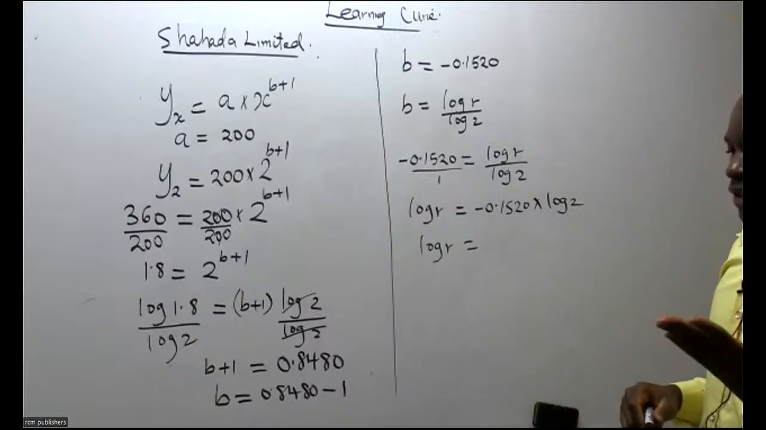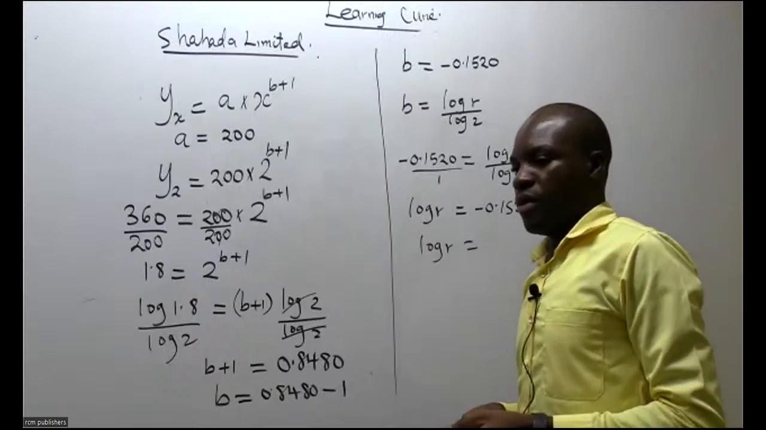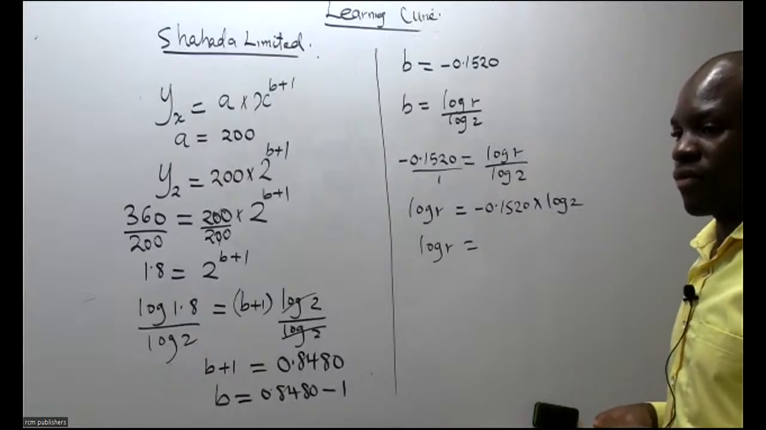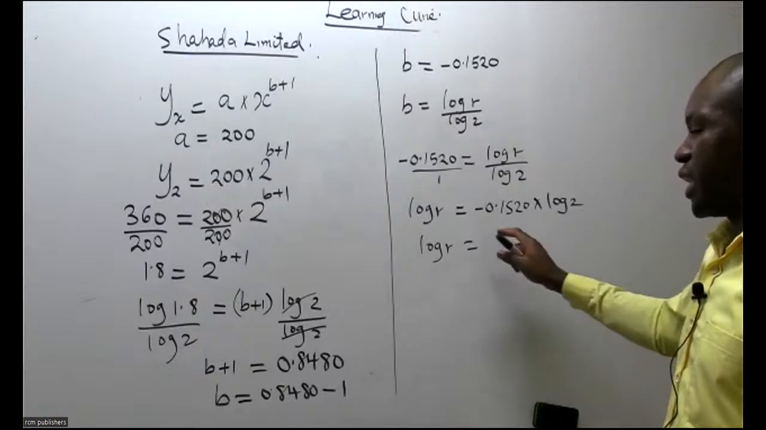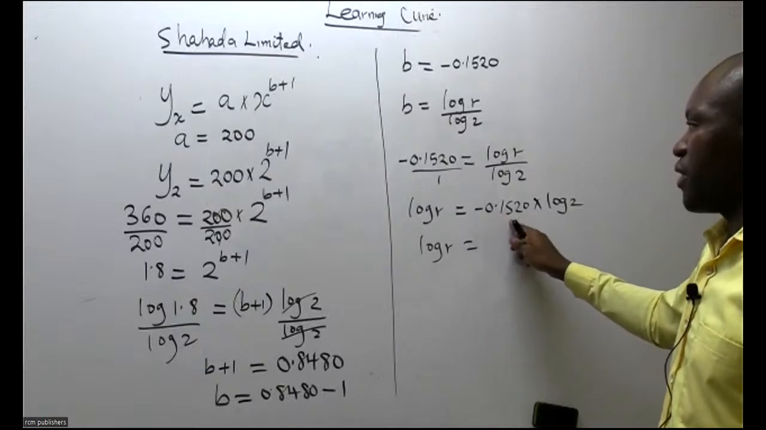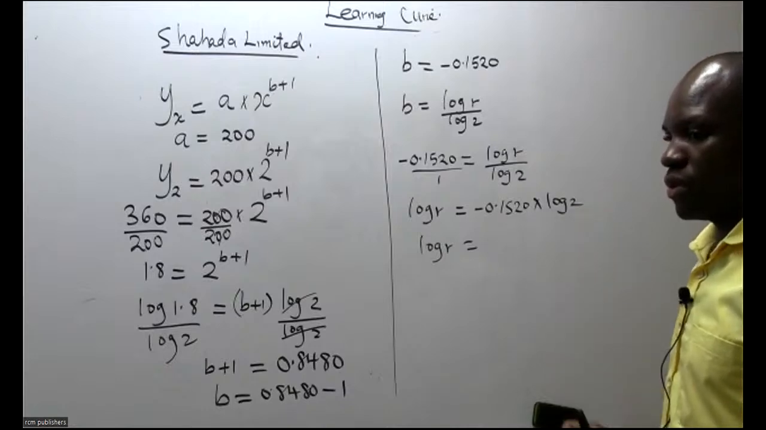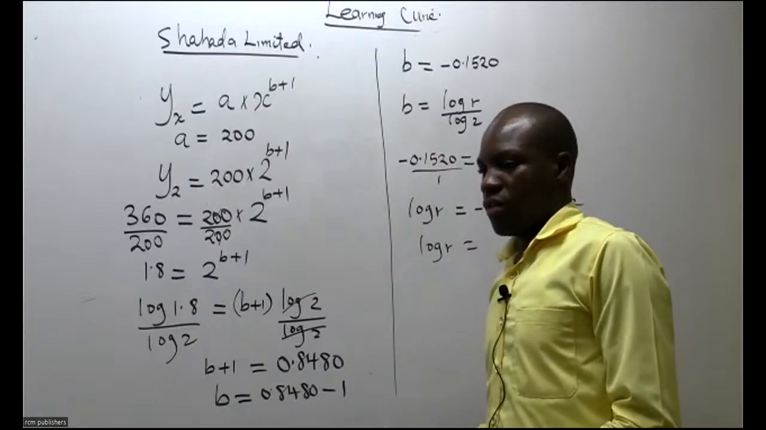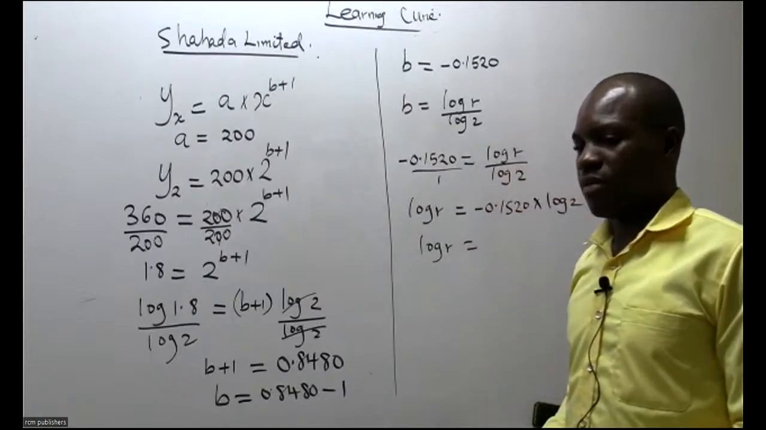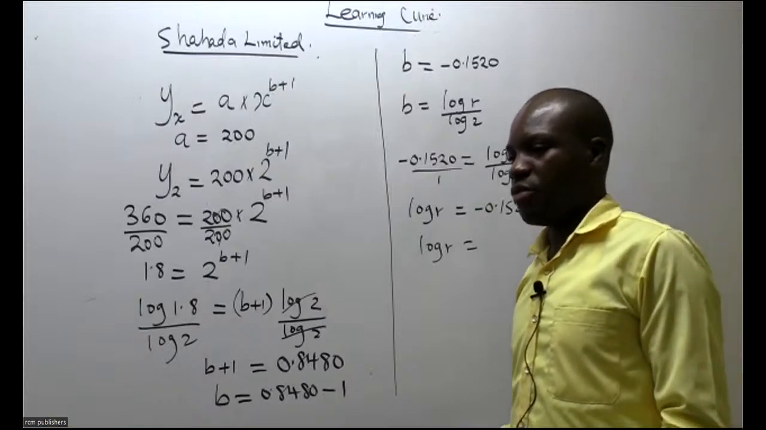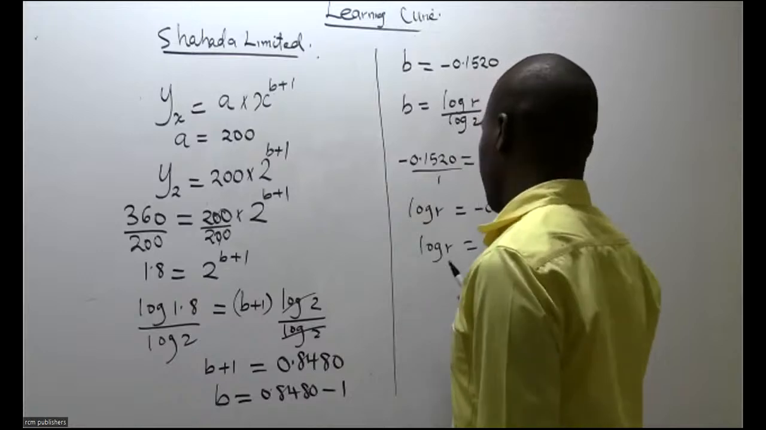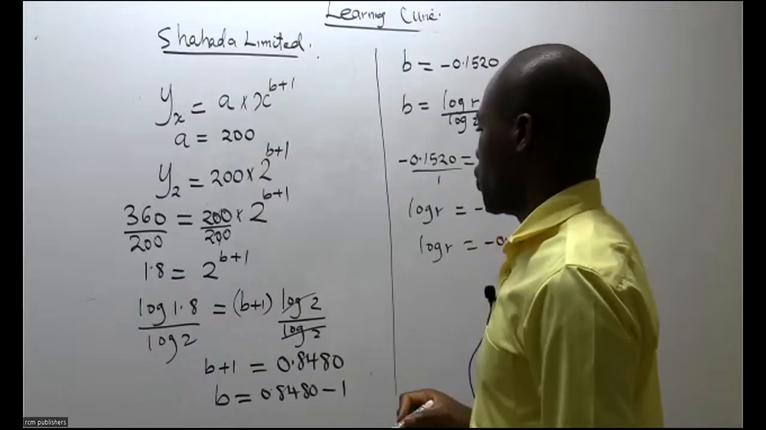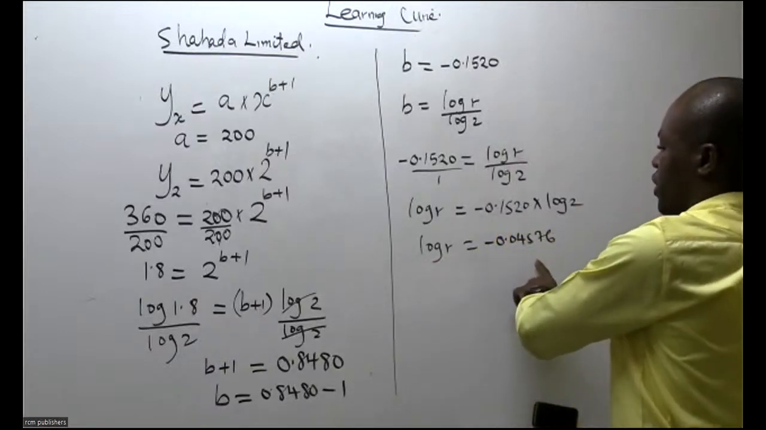Four decimal places will be okay. What will we have? Just go to your calculator. Negative 0.1520 times log 2. What will we have? Ross has given us something there. Can someone confirm? Negative 0.04576. Good. I have log R equal to this, and I want to get R.